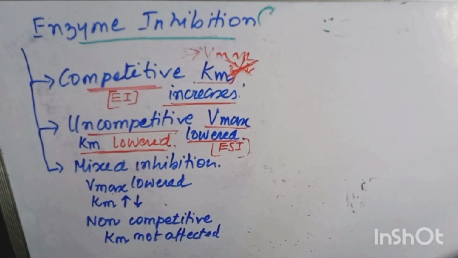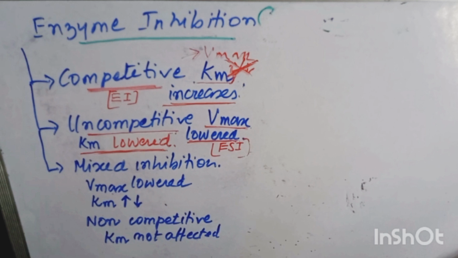And a particular case of mixed inhibition, which we call non-competitive inhibition. It's a particular case which falls within mixed inhibition. So summarizing the four things: competitive inhibition, where competition takes place between the substrate and the inhibitor. The inhibitor looks like the substrate, it resembles the substrate, and it binds and competes. The inhibitor binds and competes with the substrate, so it's called competitive inhibition.